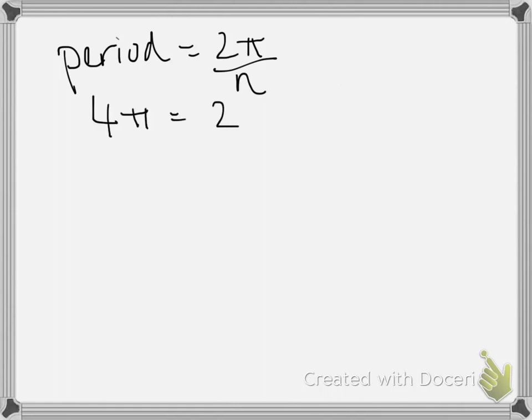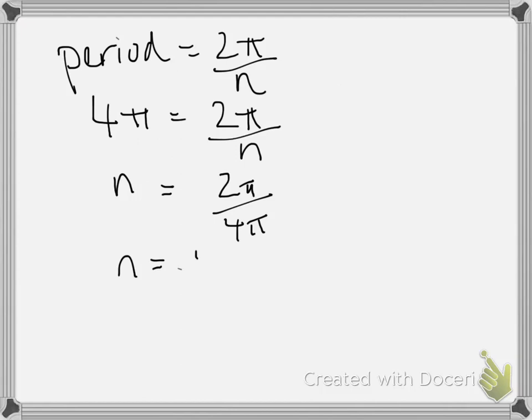Period equals 2 pi over n. This time we're working backwards because we're actually trying to find what the value of n is. So we just looked at the period being 4 pi equals 2 pi over n. Put the n on the left hand side, the 4 pi pops underneath. So we get 2 pi over 4 pi. N is 1/2. So our value for n is 1/2.